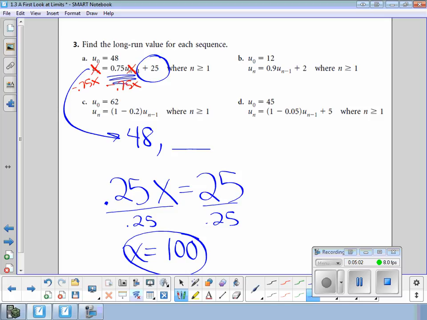In 2 of those 3 methods that we did, we actually ignored what the start value was. It really doesn't matter. No matter what you start with, this will eventually reach a limit of 100. This will always reach a limit of 0, no matter what you start with. The only one where we used the start value was on our calculator, where we had to start somewhere. We had to get the ball rolling somewhere. So that's how you do number 3.